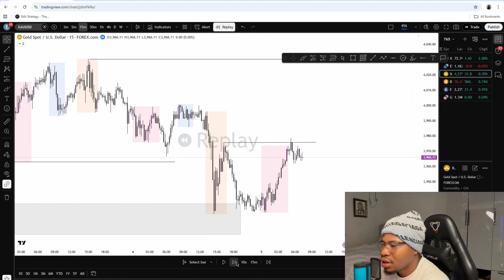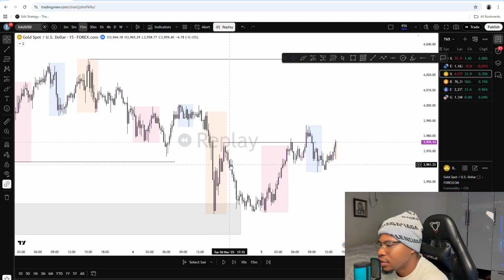Now, this is not a break, this is a sweep. You can see we first swept it, the market came back to break it properly, right? So it broke it. Now this is like an impulse. Now we've had correction, and let's see what happens.